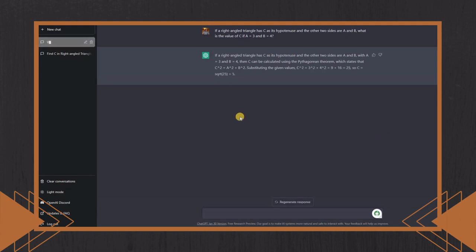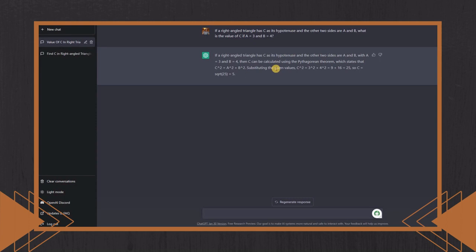As you can see, guys, it gives me the correct answer, as you have seen when we did it in the human sense, but I'm still not satisfied with this because it's just vague. You still don't understand what is going on here. So it says if a right angle triangle has C as its hypotenuse and the other two sides are A and B, with A equals 3 and B equals 4, then C can be calculated using the Pythagorean theorem, which states that C square equals A square plus B square. So it has given us the formula, which is good, and we know that this is right.